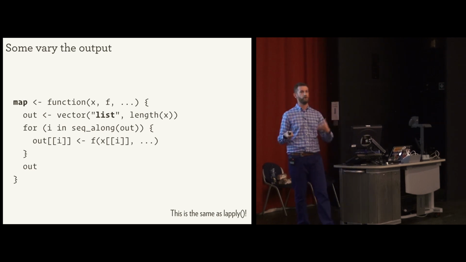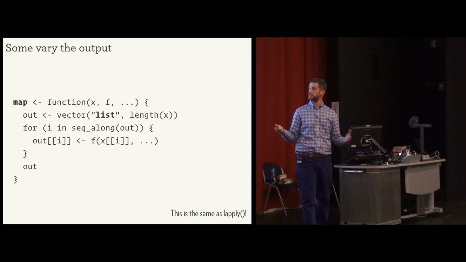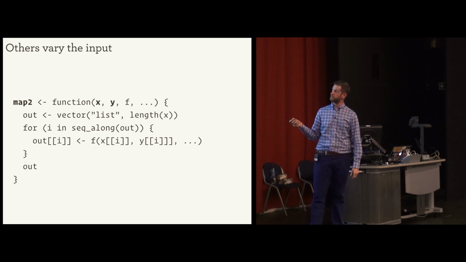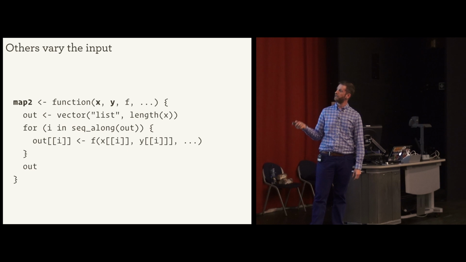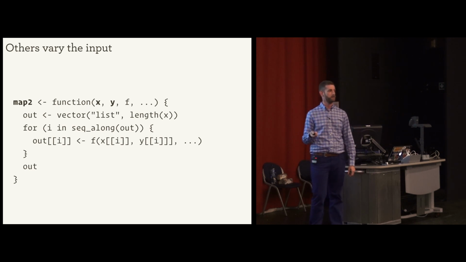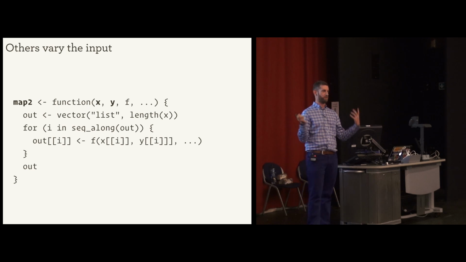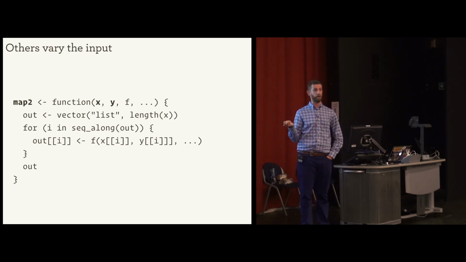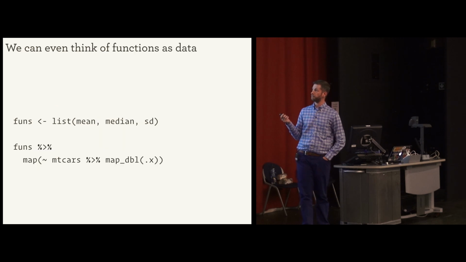Now those functions have all varied in their outputs. These functions can also vary in their inputs. So for example, map2, instead of taking a single vector x, takes a vector x and y, and it loops through those in parallel. So it calls f with the ith item in x and the ith item in y. And so you can imagine map3 and map4 and so on, which don't exist because there's a more general form called pmap, short for parallel map.